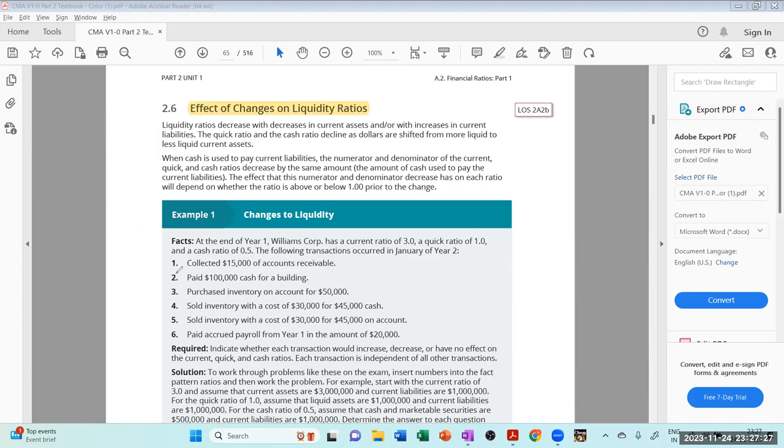Now I'm on the second one, so I'm circling the second one. So when you read it a little smartly. Now, paid 1 lakh cash for a building. Now, what has happened over here? Here, ideally, a quick asset has converted itself to a non-current asset.